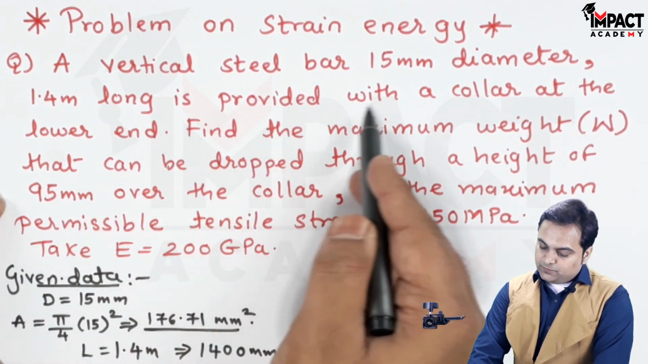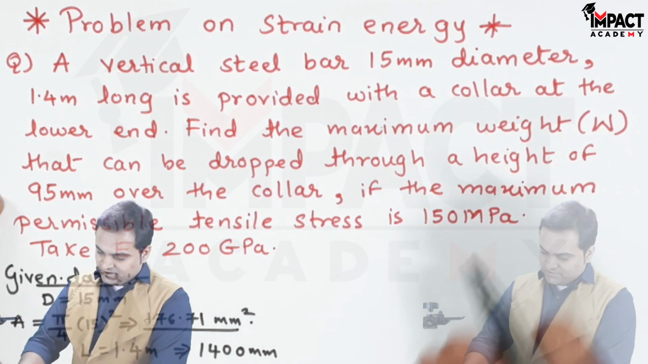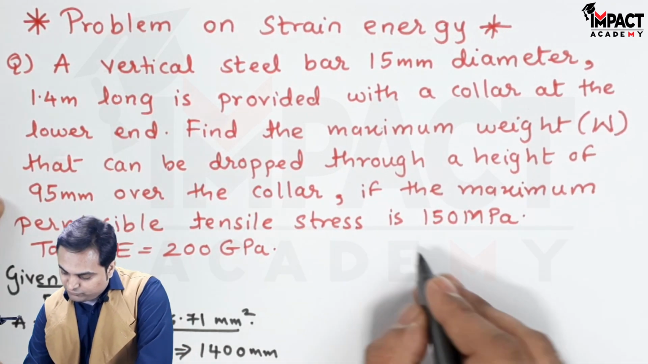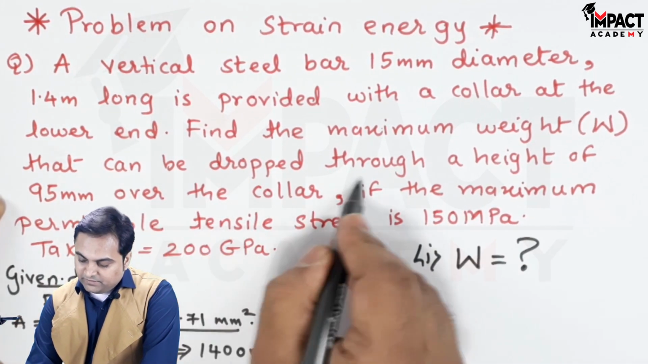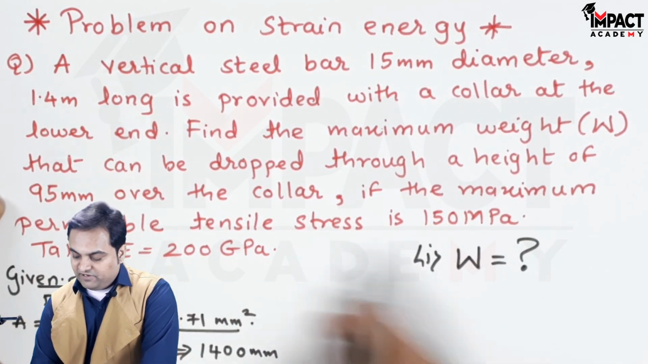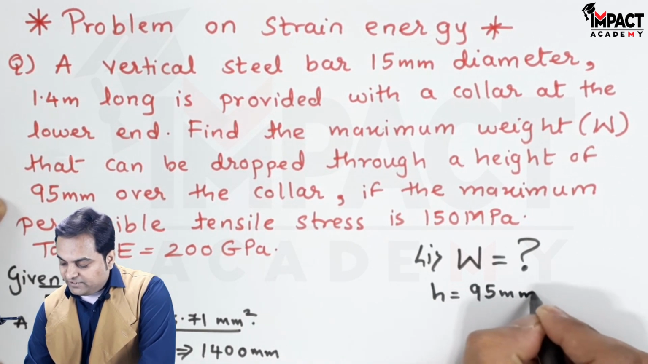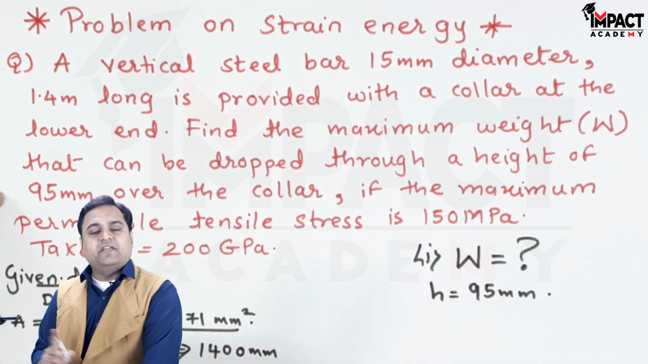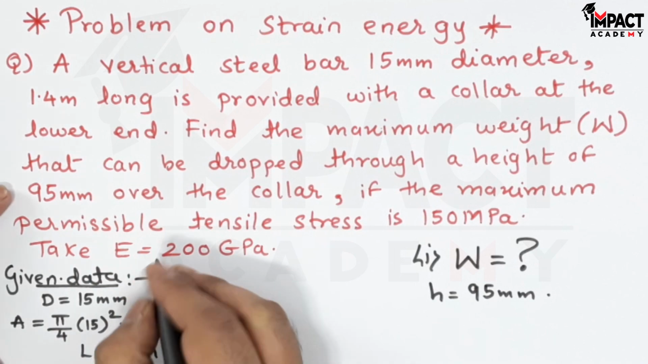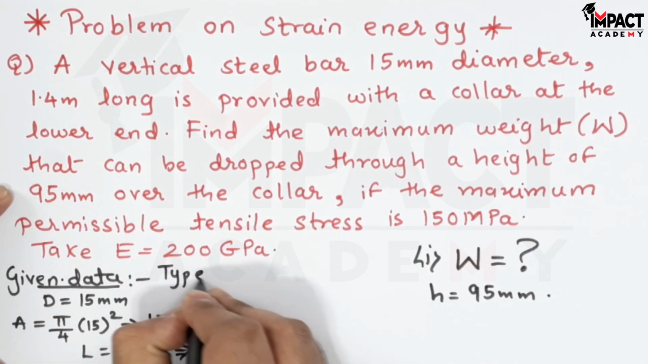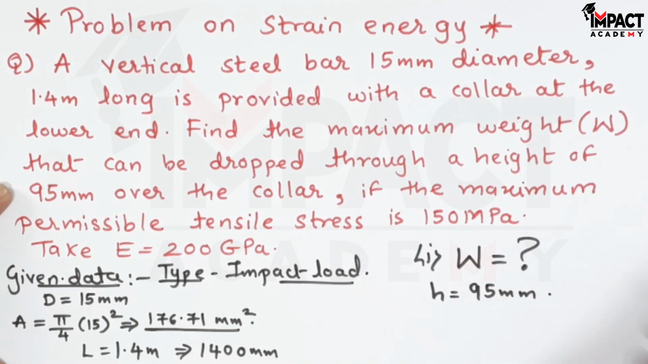Then it is provided with a collar at the lower end that I'll explain on the diagram. Find the maximum weight. We have to find the value of W that can be dropped through a height of 95 mm. So the height of fall of the load is given, and whenever the height of fall is given, it means it is a case of impact loading, that is the load which is falling from a height. So I'll mention the type of problem here. It is related to the impact load.